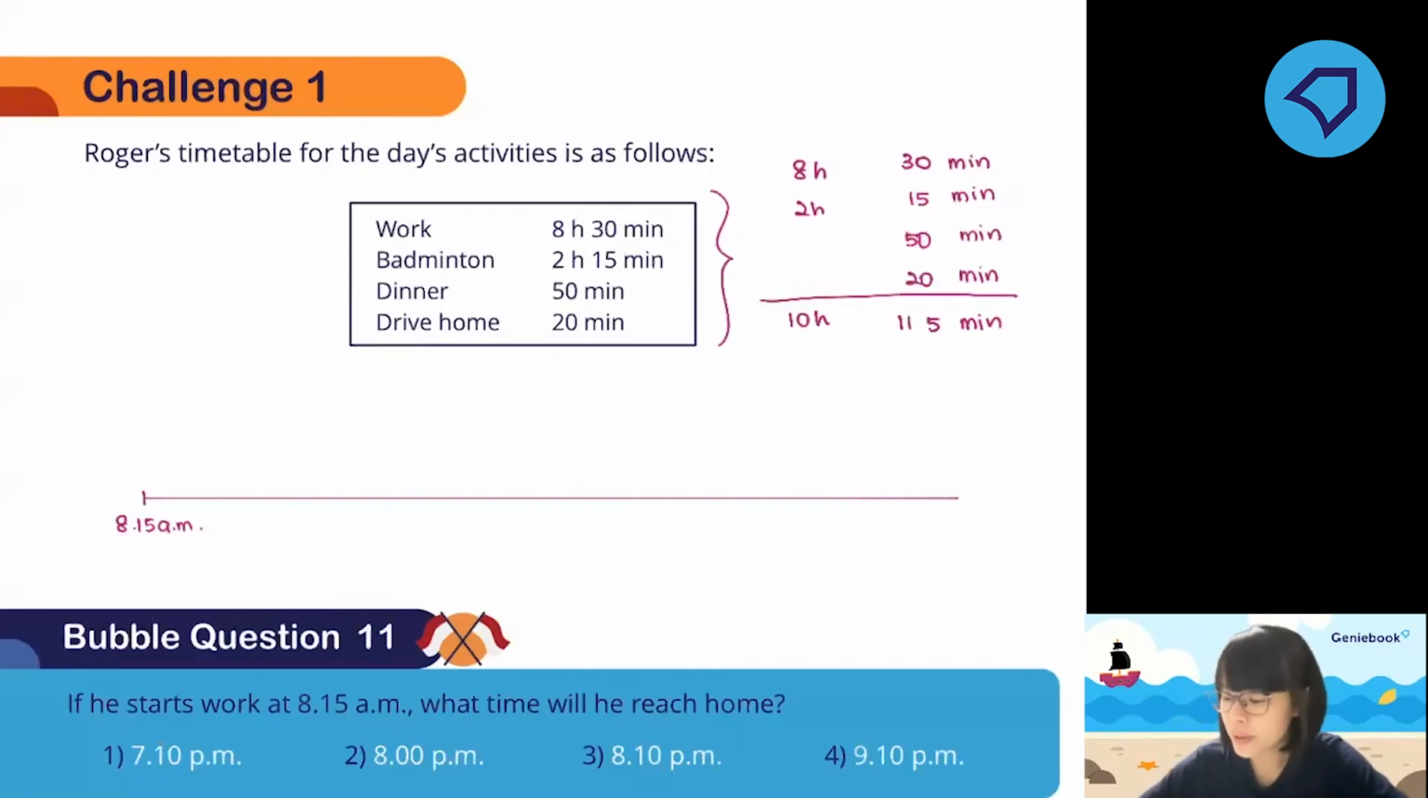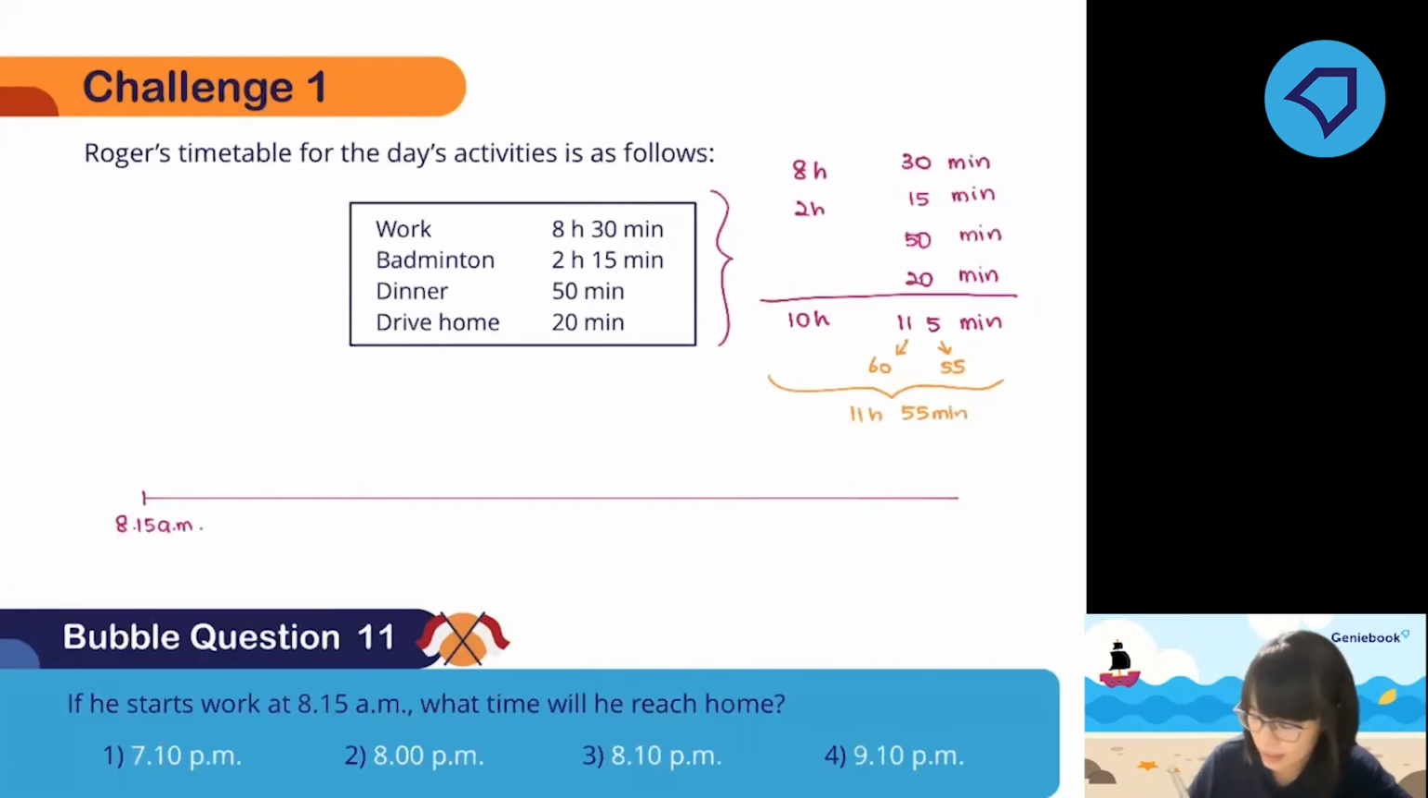Okay, so from here, we're going to take out 60 minutes. You're left with 55 minutes. So the total duration, ultimately, will be 11 hours and 55 minutes. So we need to find 11 hours and 55 minutes later from 8:15. So what we are going to do is go on to 12:15 p.m.